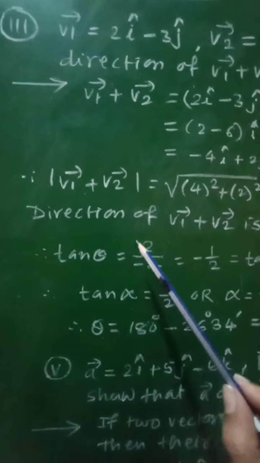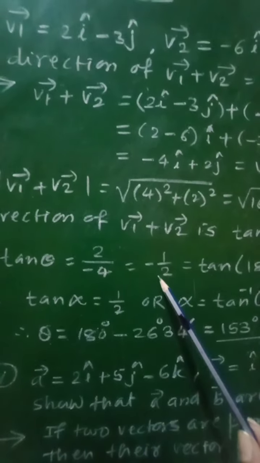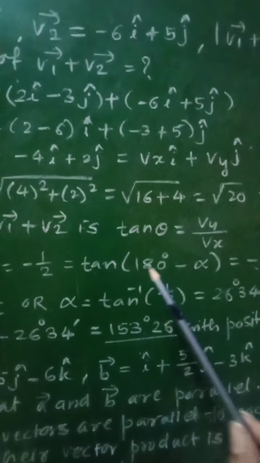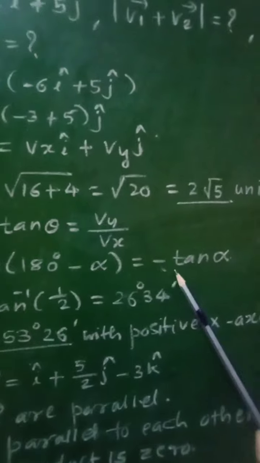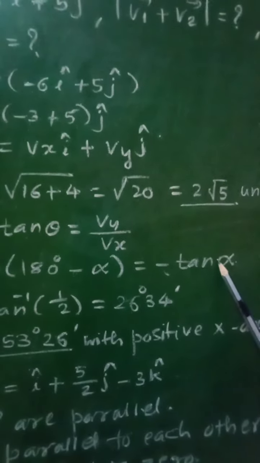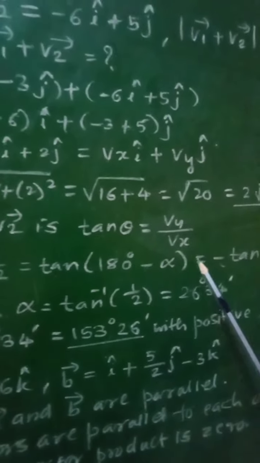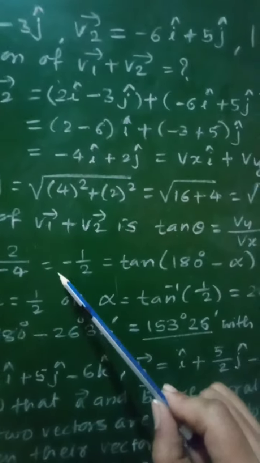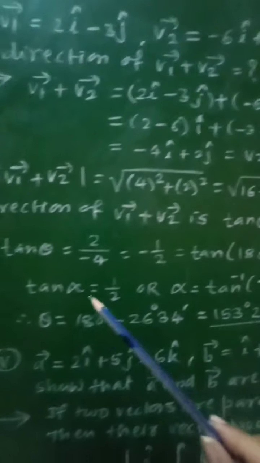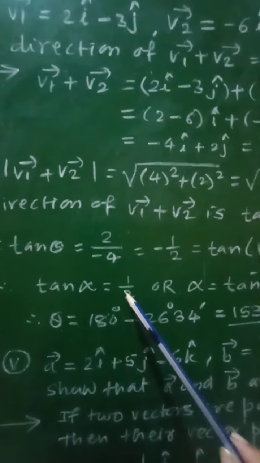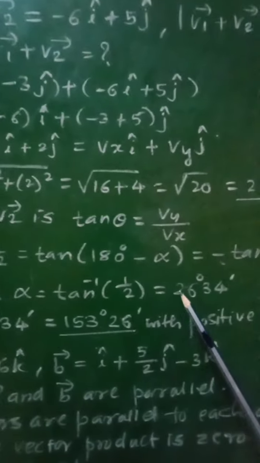Therefore tan theta will be equal to 2 by minus 4, which comes out to be minus half. But tan of (180 minus alpha) is equal to minus tan alpha, and therefore as minus half is equal to minus tan alpha, minus minus on both sides will become plus, and therefore tan alpha will have its value half. So we can write tan alpha equal to half, or alpha is equal to tan inverse of half, which comes out to be 26 degree 34 minute.